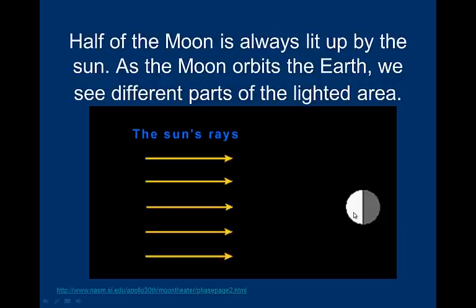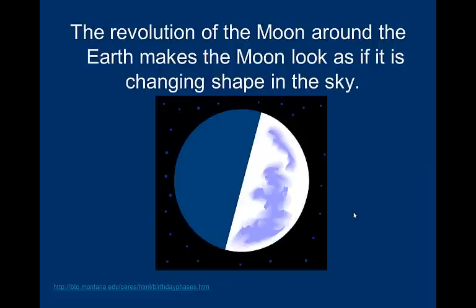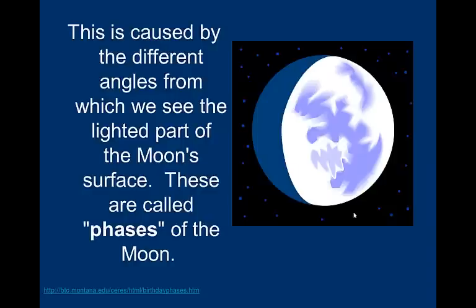Half of the moon is always lit by the sun. As the moon orbits the Earth, we see different parts of the lighted area. A revolution of the moon around the Earth makes the moon look as if it's changing shape in the sky. This is caused by different angles from which we see the lighted part of the moon's surface. These are called phases of the moon.